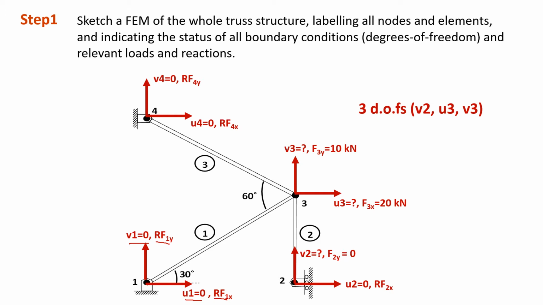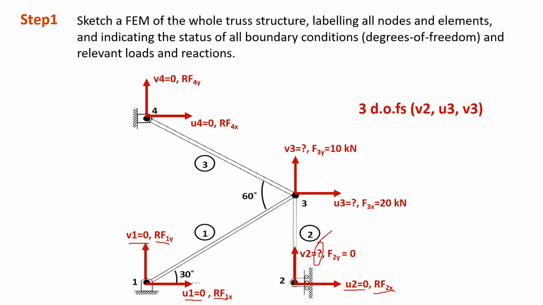Let's move to node 2. Node 2 is a pin roller support, meaning that it still can move in y direction, or it can freely have a displacement in y direction. That's why v2 is unknown here. While for x direction, it's been supported, meaning that it cannot have a displacement in x direction. So that's why we put u2 is equal to 0. Once u2 equal to 0, it's going to have reaction force in x direction.